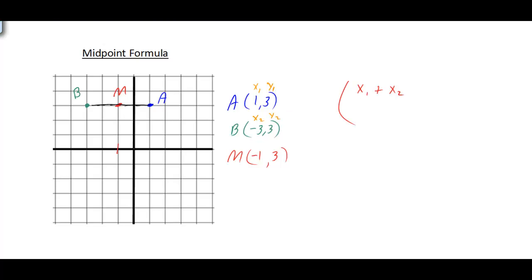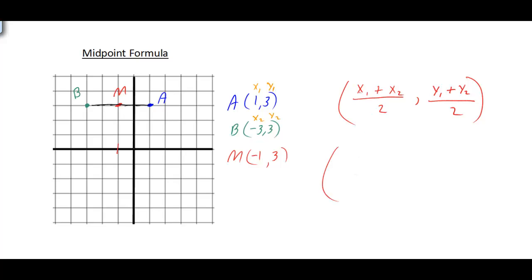So we want to add our x's together, x1 plus x2, and because we're looking for the midpoint, we divide that by 2. That gives us our x-coordinate for the midpoint. Then we take our y-coordinates, y1 plus y2, divide that by 2, and that gives us the y-coordinate for the midpoint. So this is our formula that we're going to use.